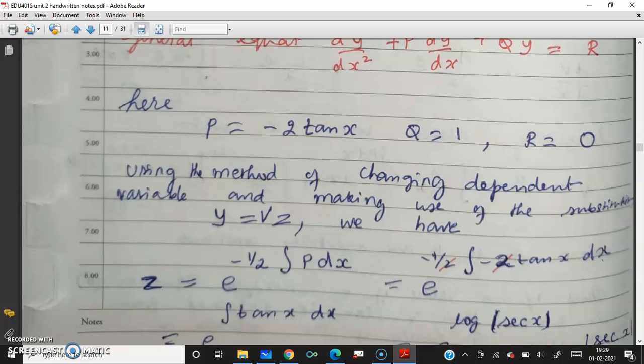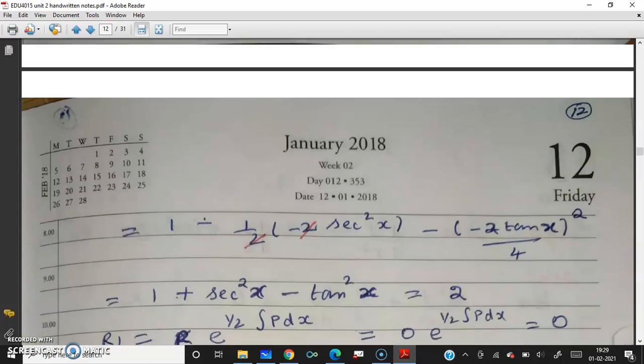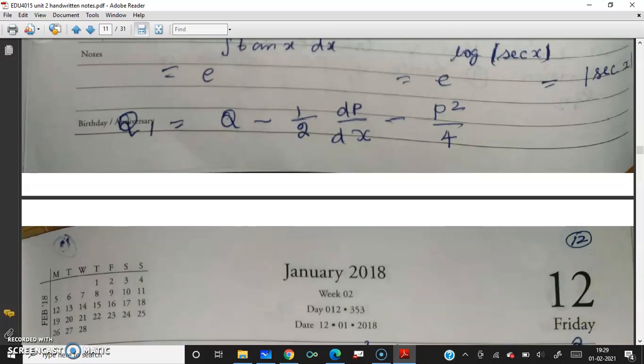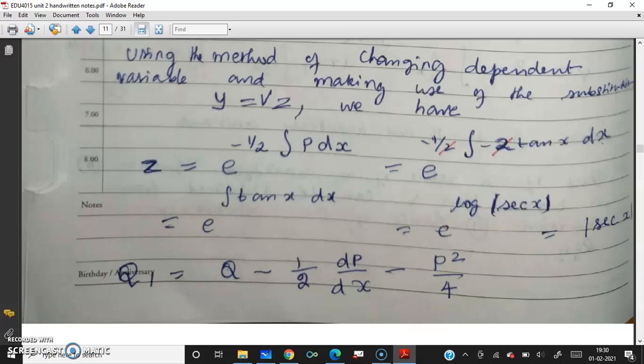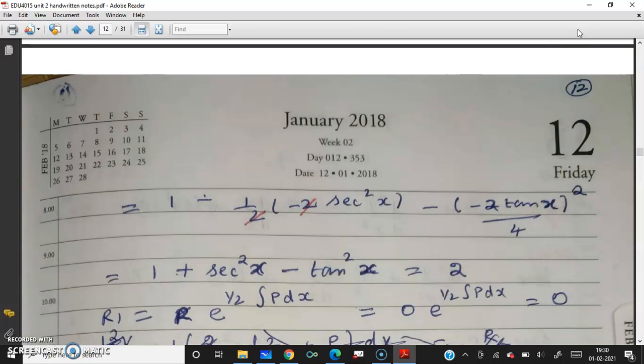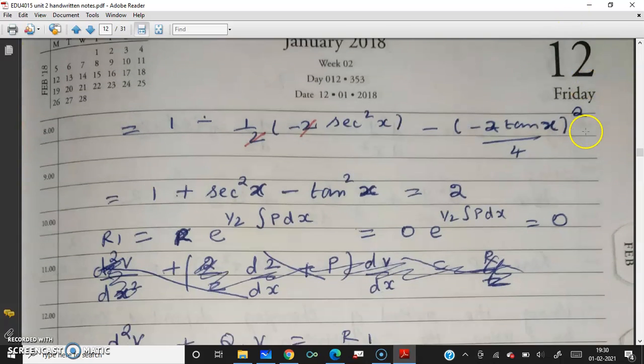If you differentiate, the differentiation of tan x is secant²x, so 2 secant²x. Then p², where p is minus 2 tan x, so 4 tan²x. The 4 gets cancelled, since there is a 4 in the denominator. So 1 plus secant²x minus tan²x. Secant²x minus tan²x is 1, right? So 1 plus 1 is 2.